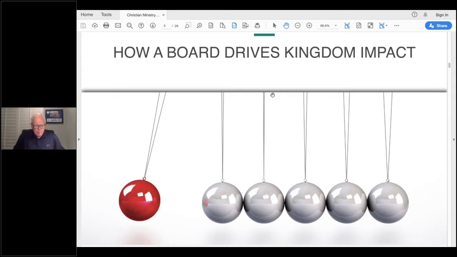So how does the board drive kingdom impact? And by that, I'm saying, what is it that a board does that helps you achieve your mission? And taking a step back from that, who are the people that will help us do that? So you're always looking at, what does the board need to do, and who can help me make that happen? So what a board does for kingdom impact, first they define what is kingdom impact, and then they make sure that the goals and the strategic plan and the budget and the operations and the marketing all coincide with that mission, with the kingdom impact you're trying to get. And then they monitor the results to make sure that things are complied with.